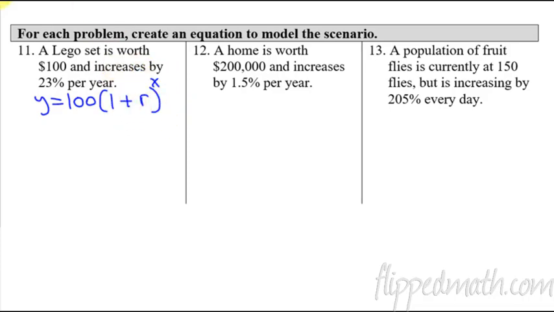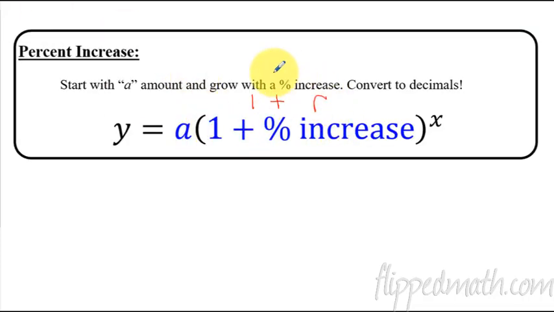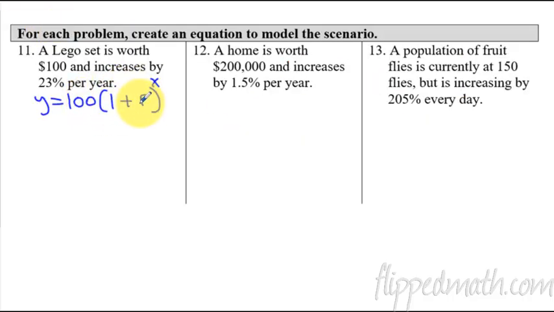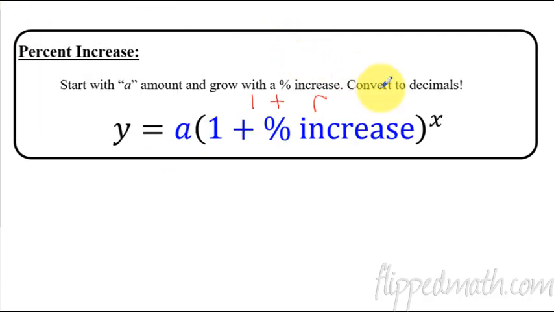So let me go back to this. This 1 plus percent increase is your B. That whole thing added together is the B, and then the A is the initial amount. So if I write here, y equals 100, I'm going to say 1 plus, now what's the percent? It's 23% raised to the x. But you can't do percents for this because remember on our notes it says we have to convert to a decimal.